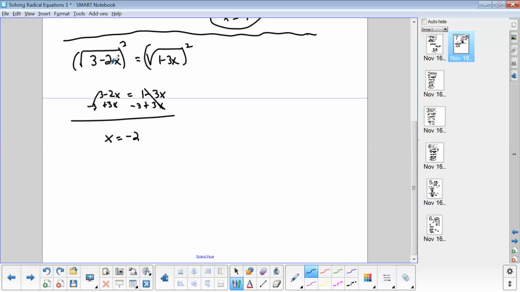And then I just want to check that. So what's negative 2 times a negative 2? That's 4. 3 plus 4 would be the square root of 7. And negative 2 times 3, negative 3 would be 6, and 1 plus 6 would be 7. So the square root of 7 is the same on both sides. This would be a solution.